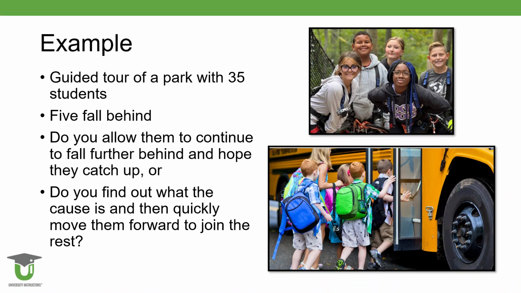Imagine you are on a field trip with your class. You are visiting a national park where students participate in a guided tour. 5 of your 35 students start to fall behind, distracted by something they saw, while the other 30 students keep moving forward with the guide. What do you do? Do you allow those 5 students to slow down, fall further behind, and hope they catch up to the rest of the group before it's time to board the bus and leave? Or do you find out what is causing them to slow down, address it, and quickly move them forward to join the rest of the group so they don't miss out on what the guide is teaching them?